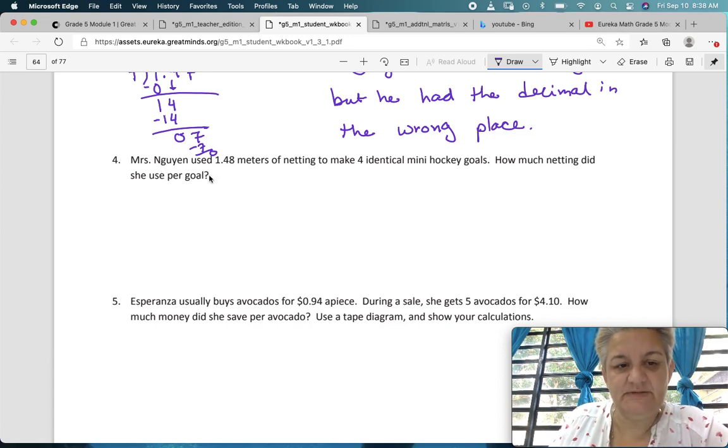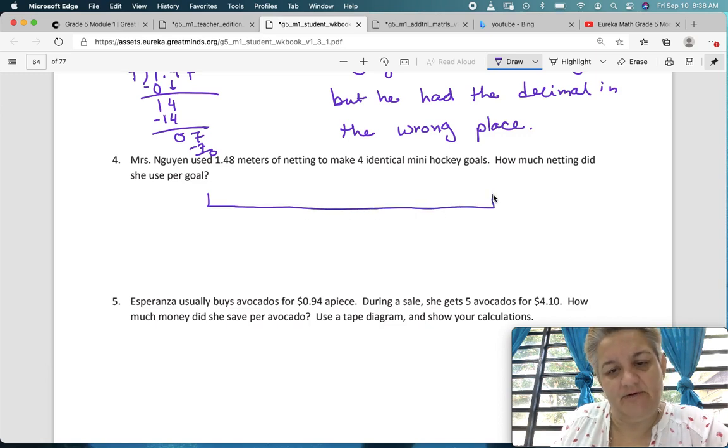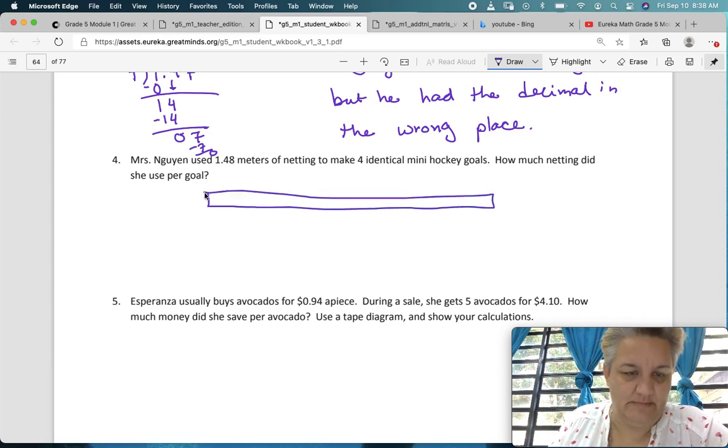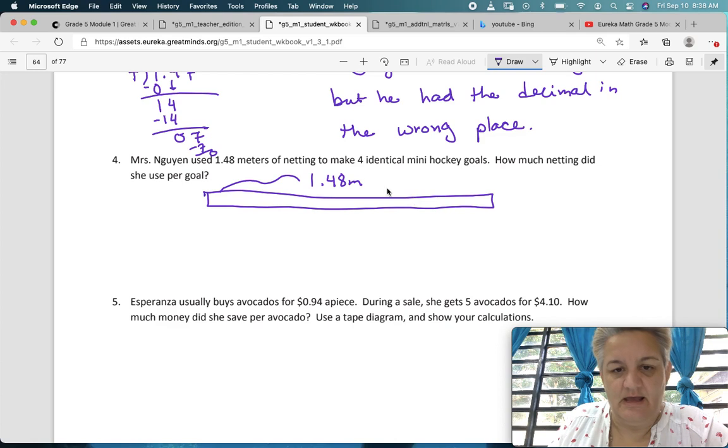Mrs. Nugent used 1 and 48 hundredths meters of netting to make 4 identical mini hockey goals. How much netting did she use per goal? Okay, so she's got a tape diagram. 1 and 48 hundredths meters of netting, and she wants to make 4 identical hockey goals, so she's going to divide that into 4.